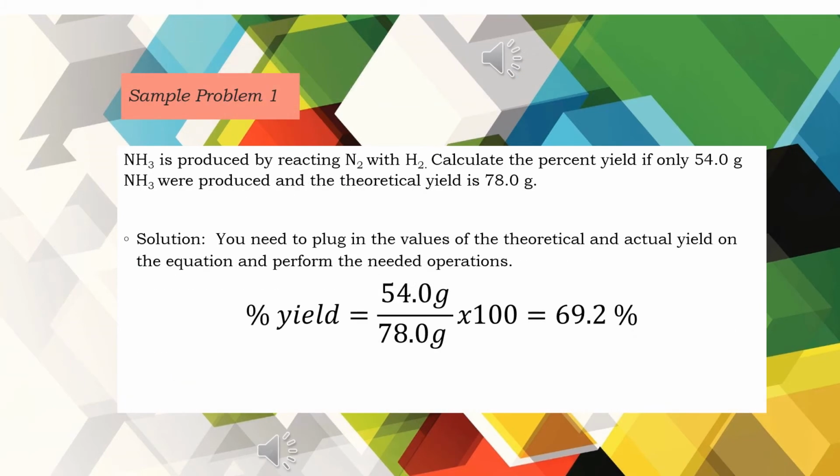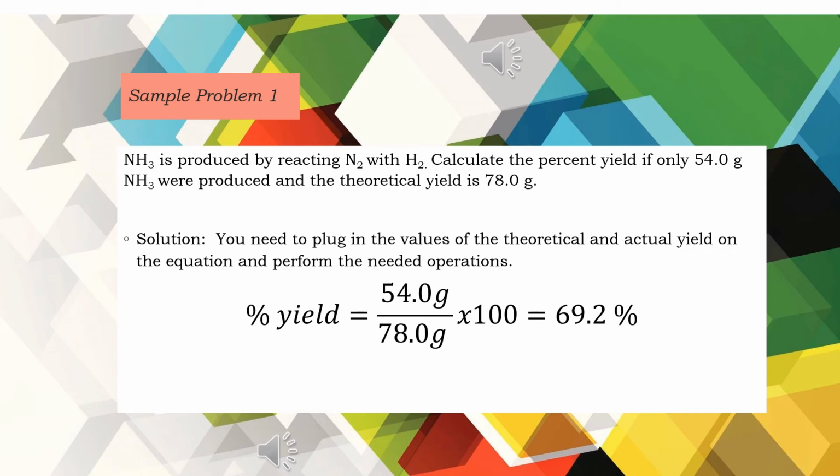Let us try to use the formula by applying it in the following sample problems. Sample problem number 1. Ammonia is produced by reacting nitrogen gas with hydrogen gas. Calculate the percent yield if only 54.0 grams of ammonia were produced and the theoretical yield is 78.0 grams.